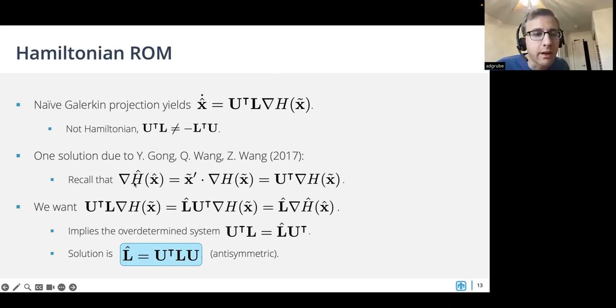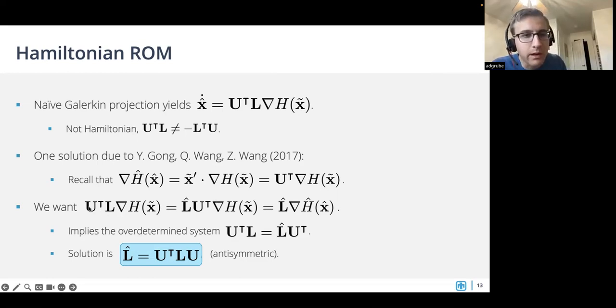So I want to look at a reduced version of my Hamiltonian, which is going to be H composed with my approximate state. And then I want that to be conserved. So I want a skew symmetric matrix to pop out in front of that. What that means is that I can use the chain rule, and I can see that what should happen is a U transpose should come out in front.